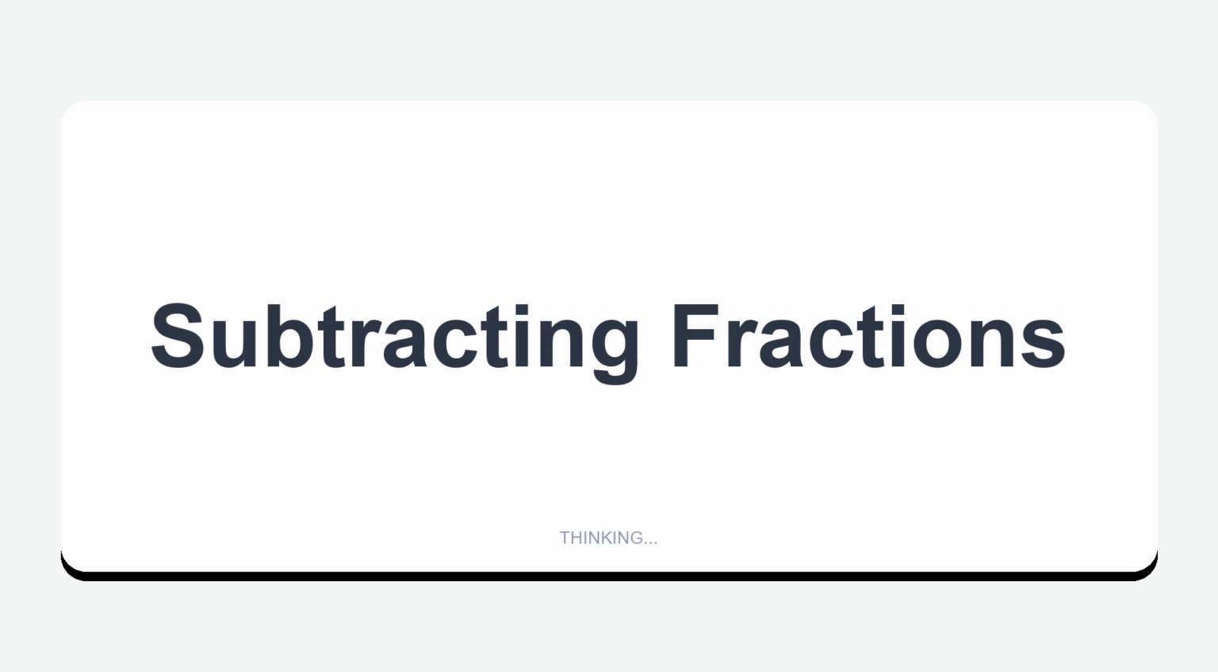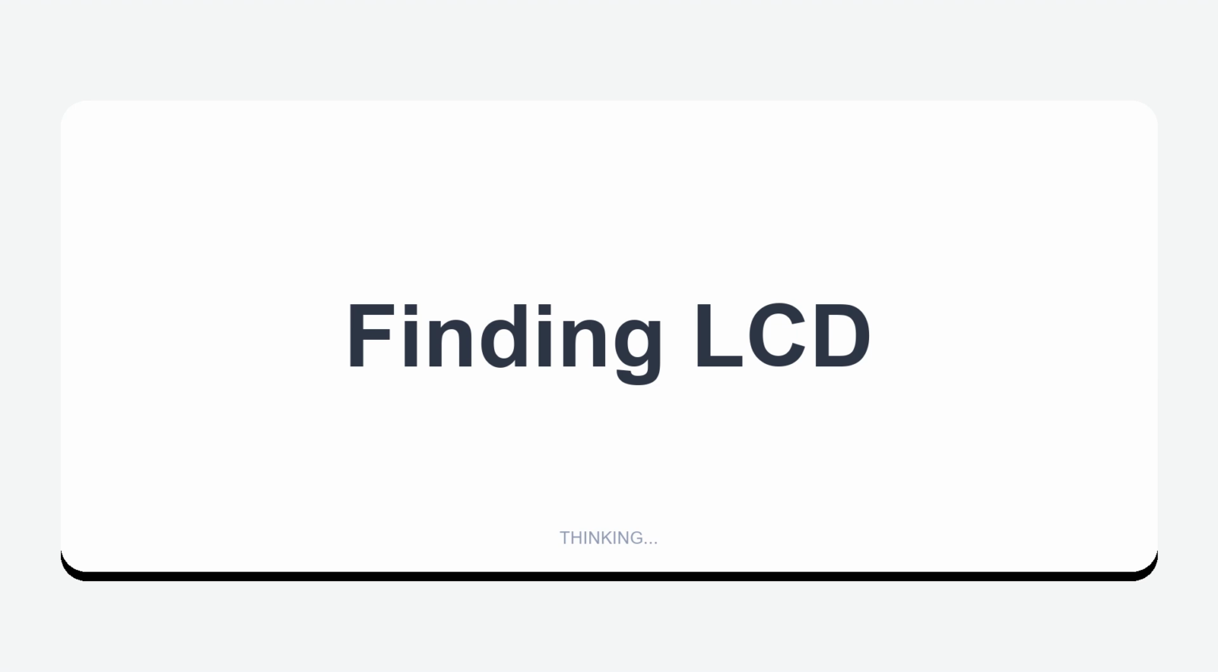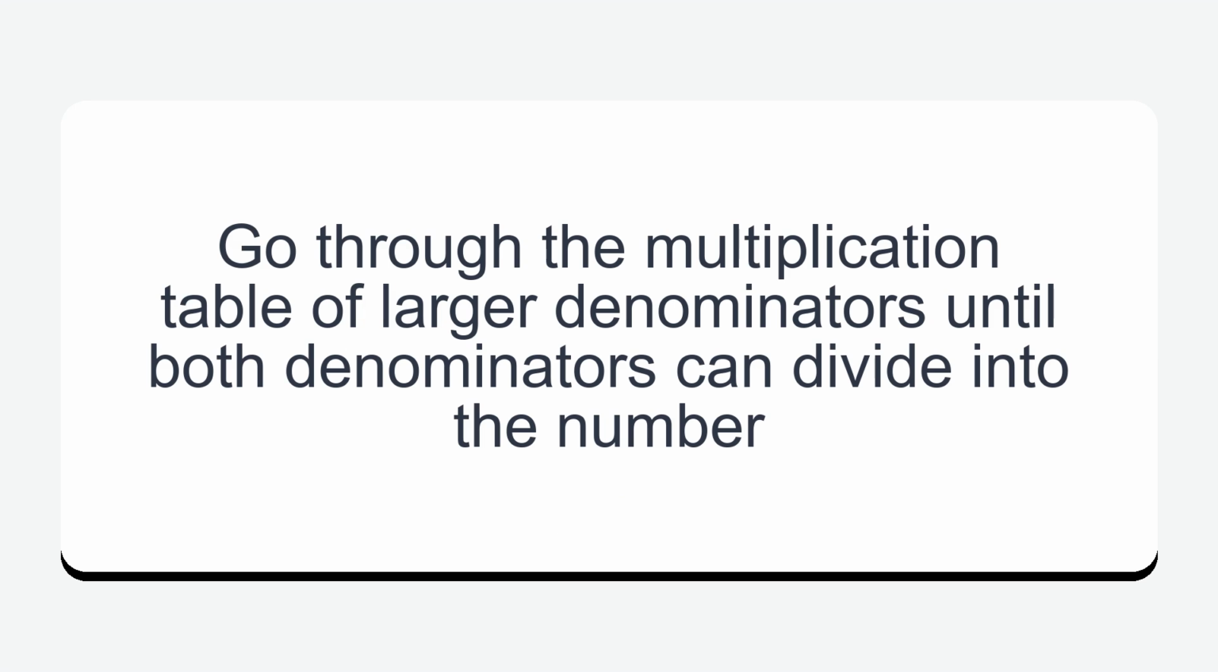Subtracting fractions: find the LCD and subtract the numerators. Example: 7/8 minus 1/4 equals 7/8 minus 2/8 equals 5/8. Finding the LCD: go through the multiplication table of the larger denominator until both denominators can divide into the number.